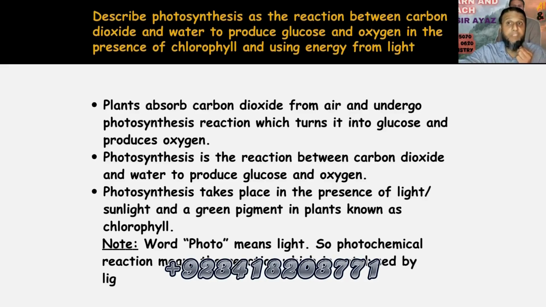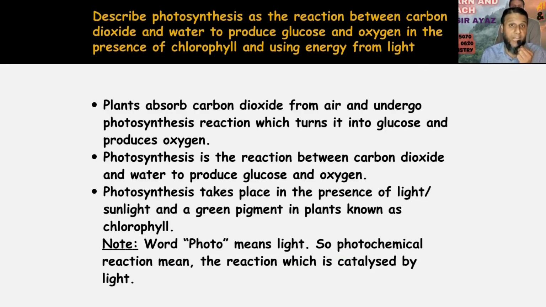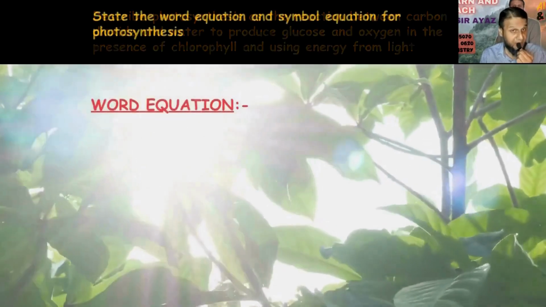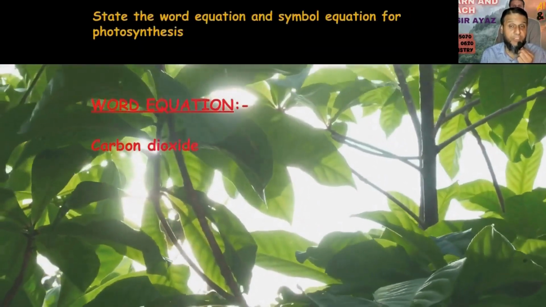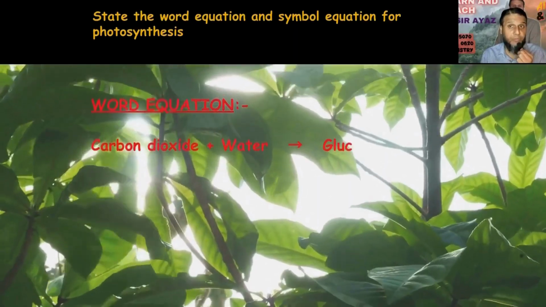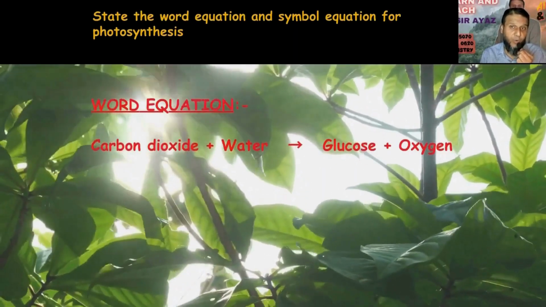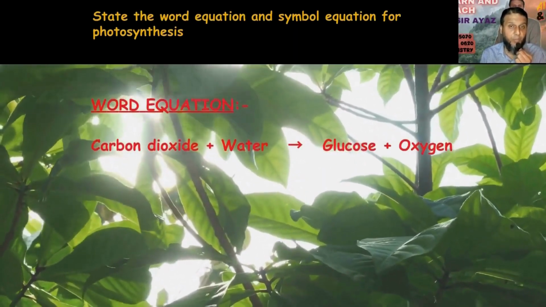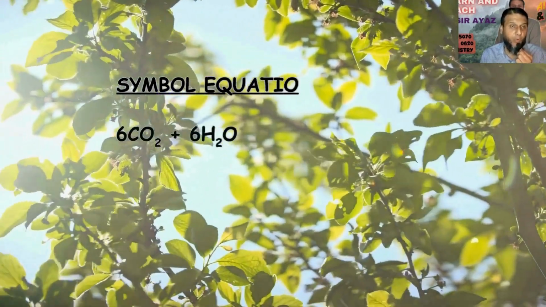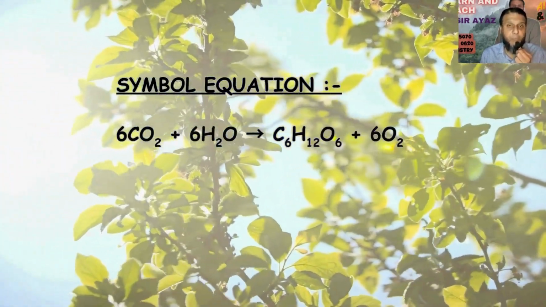Here's a word equation for photosynthesis. Carbon dioxide reacts with water to produce glucose and oxygen gas. And the symbol equation for this reaction is 6 moles of CO2 plus 6 moles of H2O gives 1 mole of C6H12O6 plus 6 moles of O2.